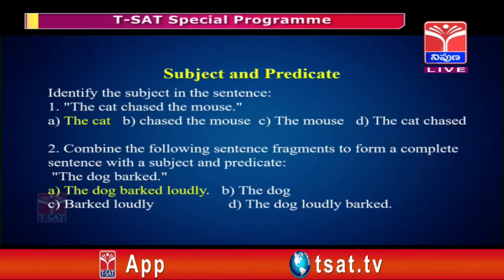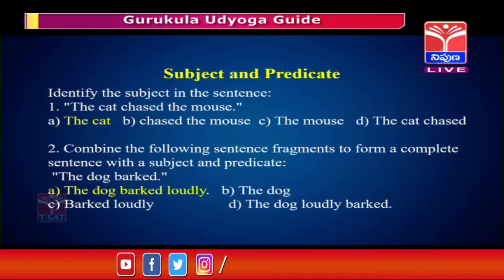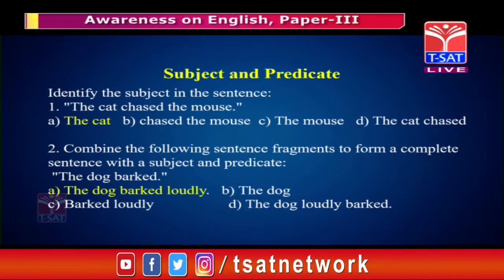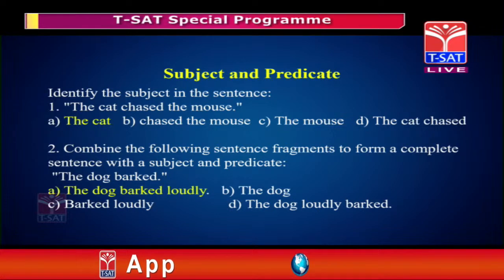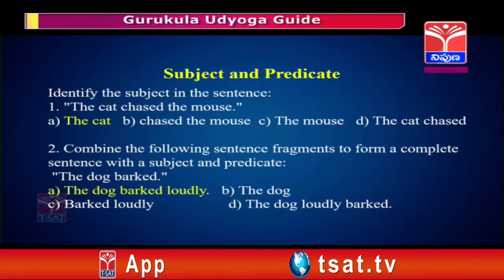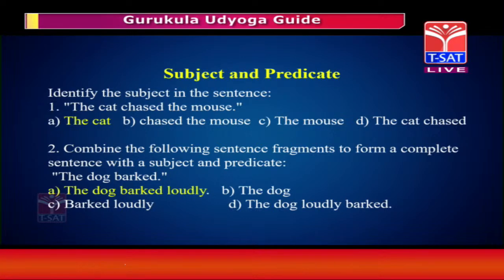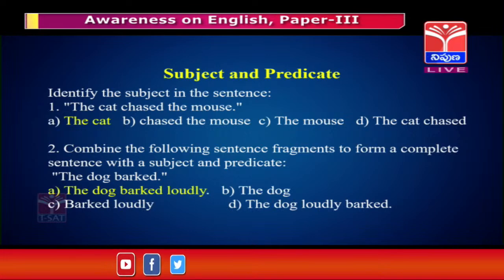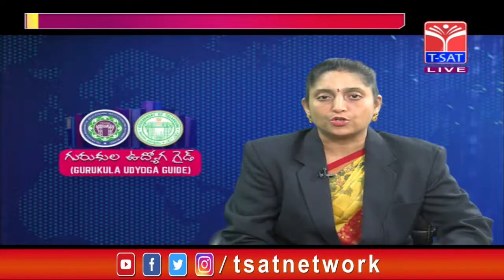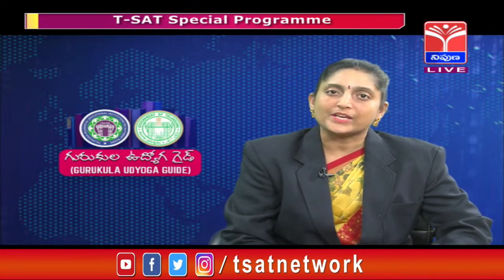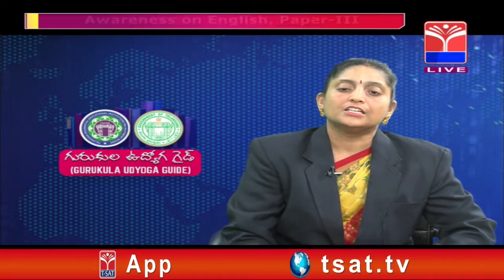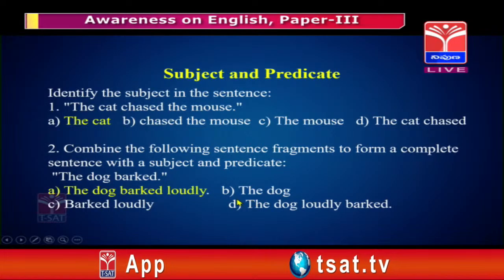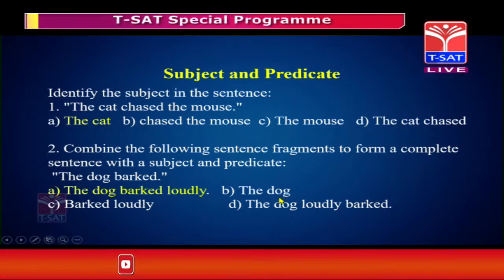Then the other kind of question which you can see in the question paper is to combine the following sentence fragments to form a complete sentence with a subject and predicate. Here they didn't give a predicate to us, they gave only the dog barked. The subject is given and barked, the action, is given, but how it barked, slow, loud, has not been given. So we can add that and complete the sentence. If you can see the other options, the dog is not at all a complete sentence with subject and predicate.